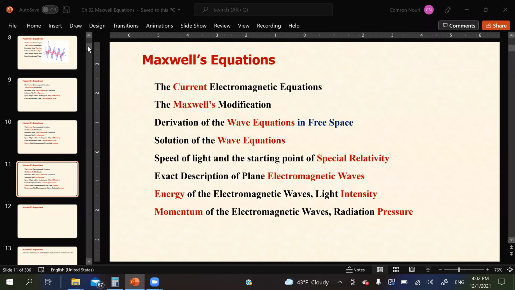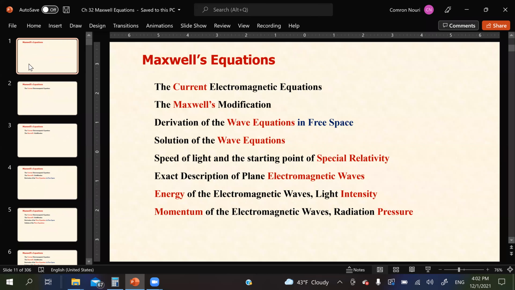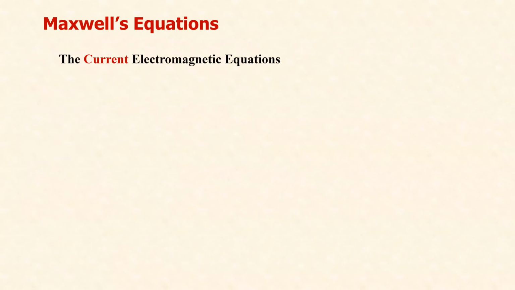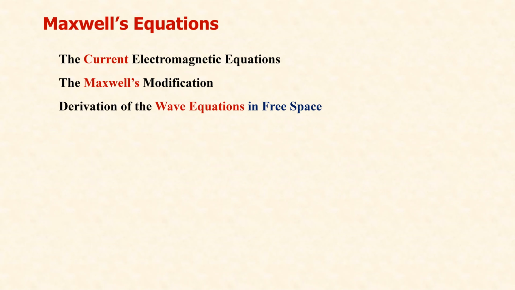So we're going to cover these sections here. We're going to talk about the current electromagnetic equations as we learned it so far. And then Maxwell saw that there's a problem with Ampere's law and corrected that. And then we want to derive the wave equation in free space.